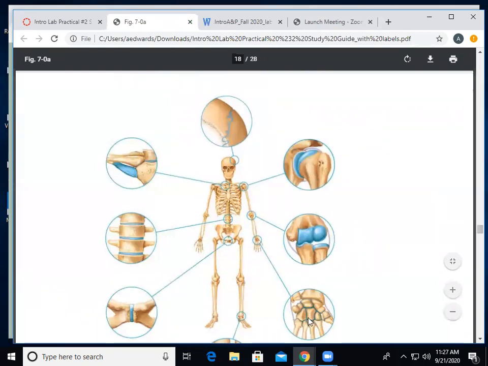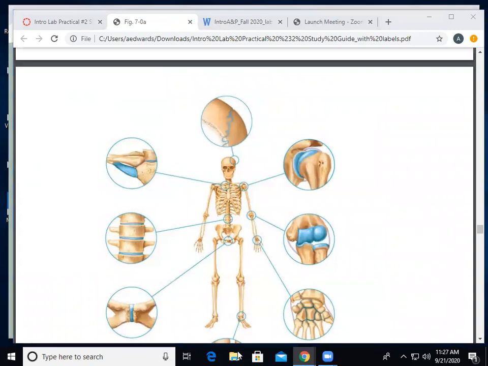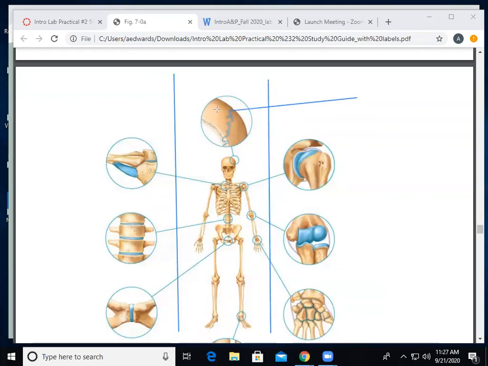All right, so different kinds of joints. So up here, all the ones, well, I'm actually going to draw a line first. Okay, make a line here, make a line here. We'll draw a line across. Okay. All right, so the ones over here. So these are all cartilaginous joints.